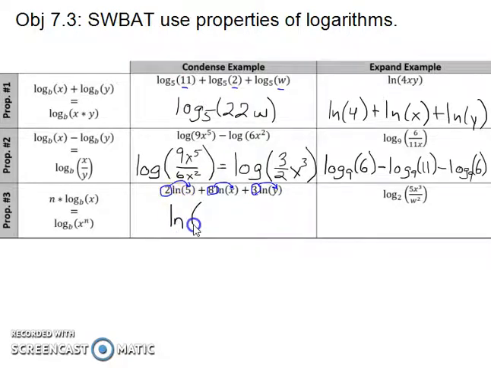Natural log because it's base e. So this is going to be natural log of 25. That's 5 squared. x to the 8th. And then y to the 3rd.